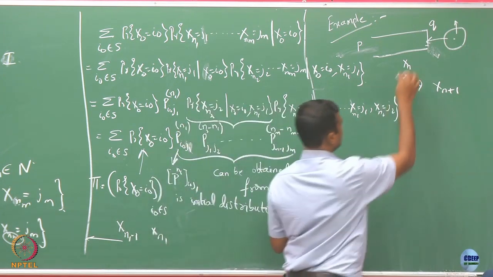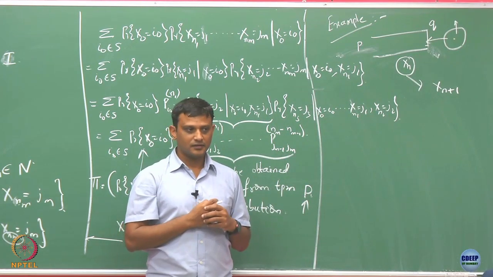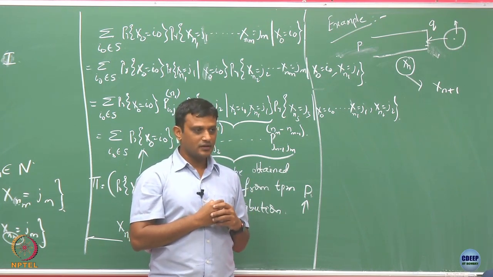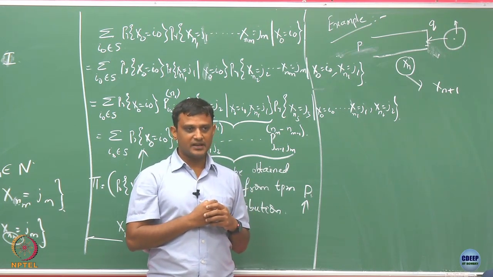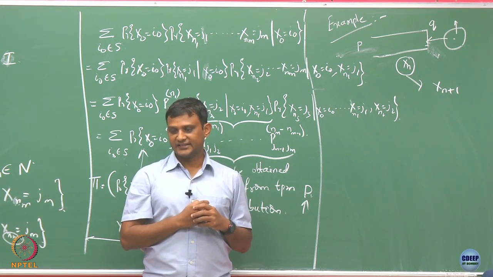So if your system is currently at n, there are n guys waiting in the queue in slot n, can you say what are the possible values for xn plus 1?